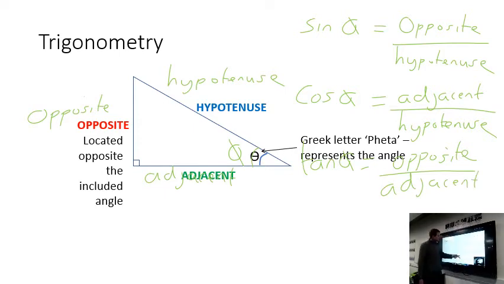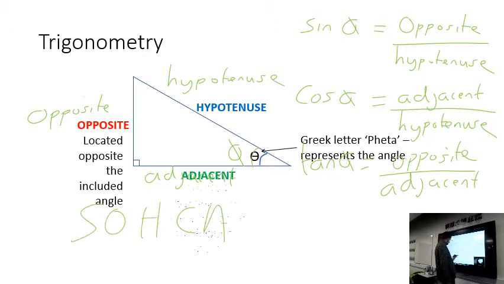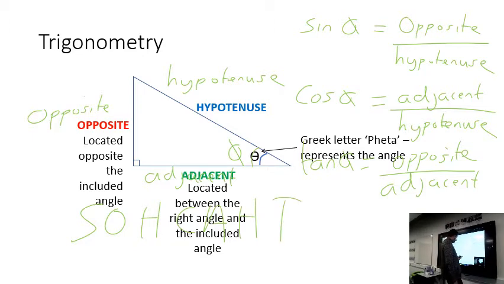Okay, so these are three very important functions. And then the formulae. You can use an expression called SOHCAHTOA to help you remember. SOHCAHTOA. So sine theta is equal to opposite over hypotenuse. Cosine theta is adjacent over hypotenuse, and tan theta is opposite over adjacent.